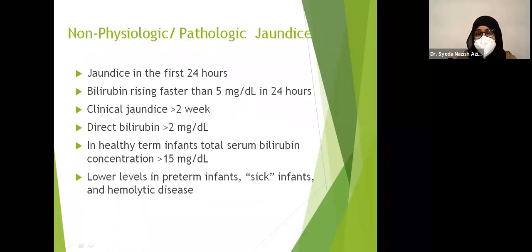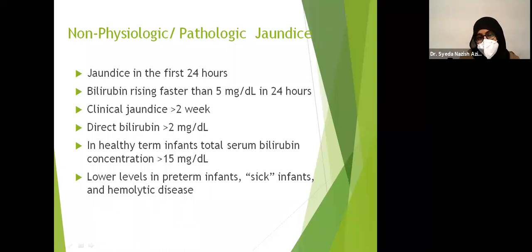Now moving on to the scary phase of jaundice, that is the non-physiologic or pathologic jaundice. We call a neonate as having non-physiologic or pathologic jaundice anytime a newborn manifests jaundice in the first 24 hours of life. Remember, it is never going to be called physiologic, it will always be pathologic. Or anytime the jaundice persists beyond 2 weeks.